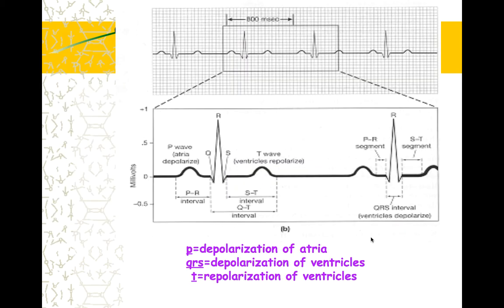Okay, so the EKG is known for its P, Q, R, S, and T waves. The P was the atria depolarizing. Yes, you need to have this in your notes. The QRS is the ventricles depolarizing. And then at the end, we see the repolarization of the ventricles.